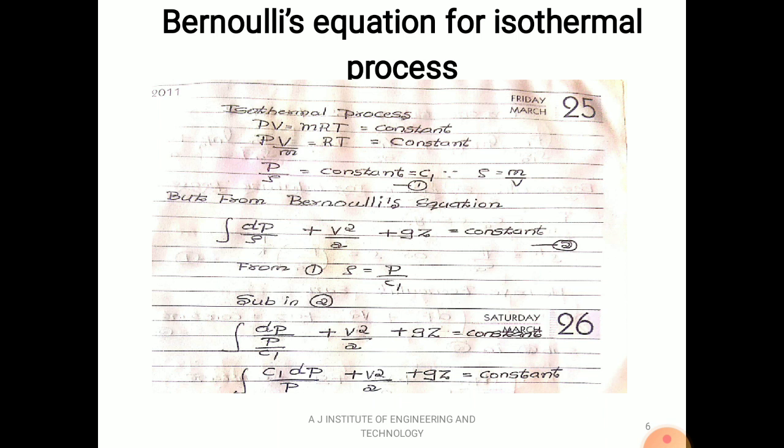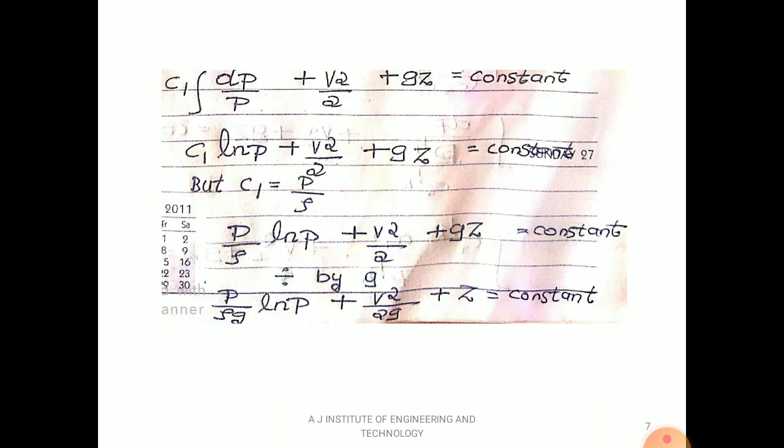So we can take C1 to the numerator. So integration C1 dP by P plus V square by 2 plus Gz equal to constant. Now C1 is a constant, so you can take it outside the integration sign. So C1 into integration dP by P plus V square by 2 plus Gz equal to constant. But integration of 1 by P with respect to P is ln of P. So C1 ln of P plus V square by 2 plus Gz equal to constant.